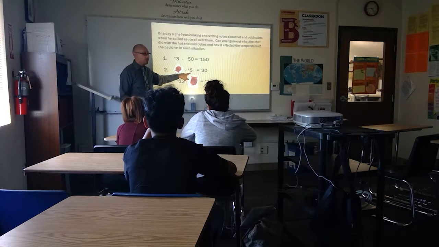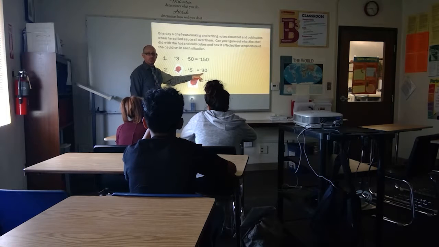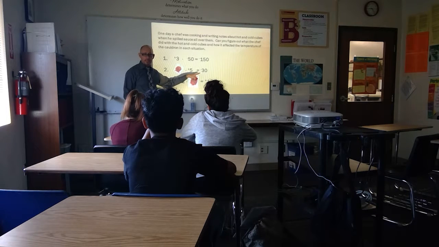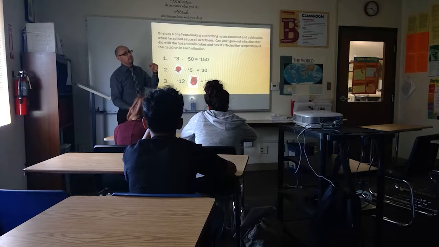5 what kind? Hot cubes. 5 hot cubes. And what happened to the temperature? Went down, down by 30. Okay, we know it went down, and we know we're doing something with hot cubes. What do you think we did with those hot cubes? Took away. Okay, so this has got to be a negative.